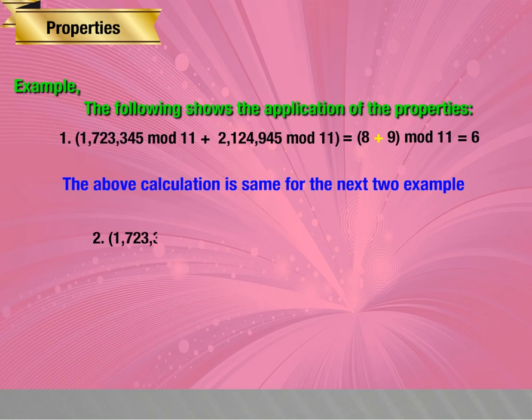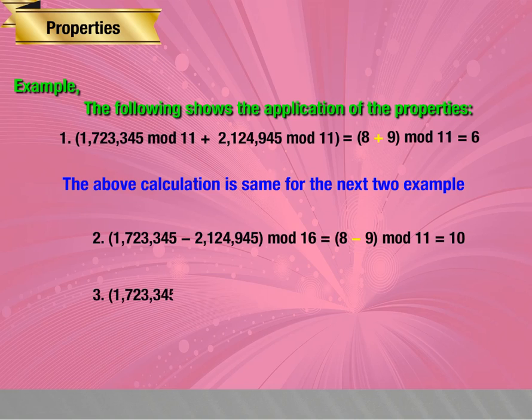2. 17,23,345 minus 21,24,945 mod 11 is equal to 8 minus 9 mod 11, which is equal to 10.